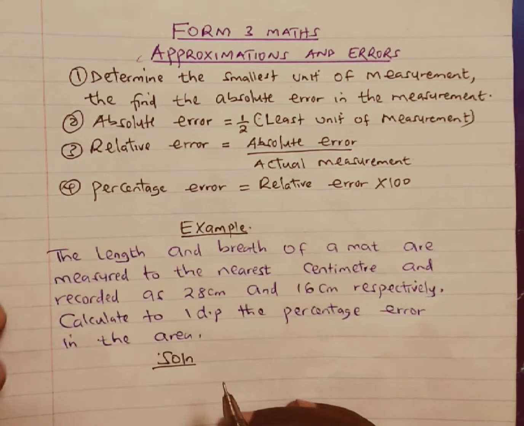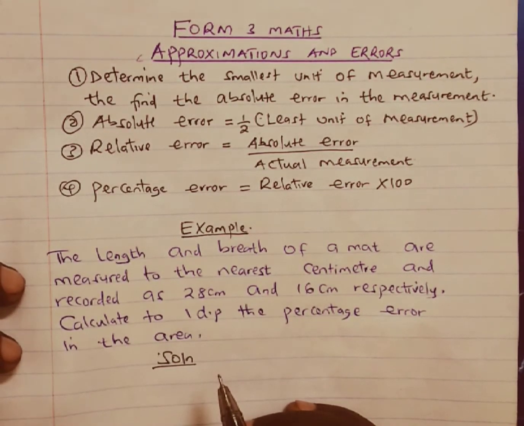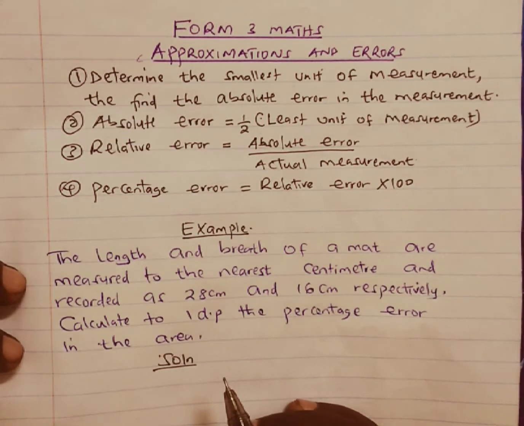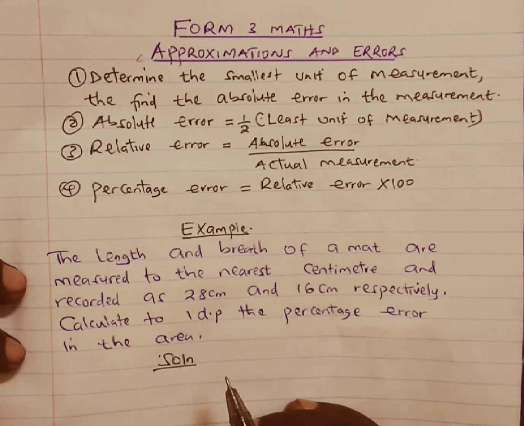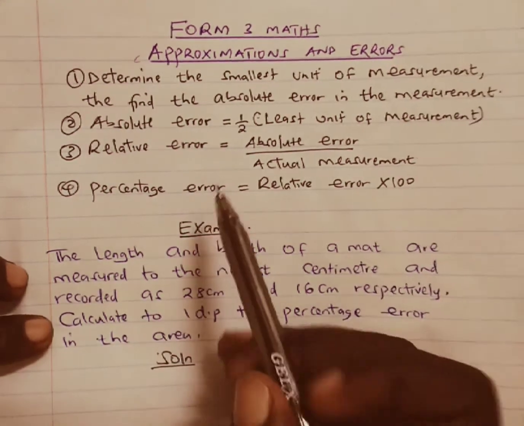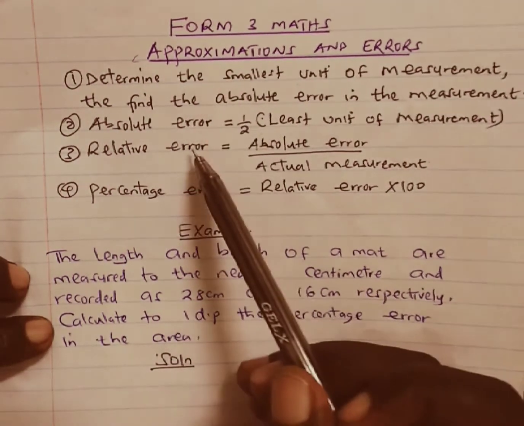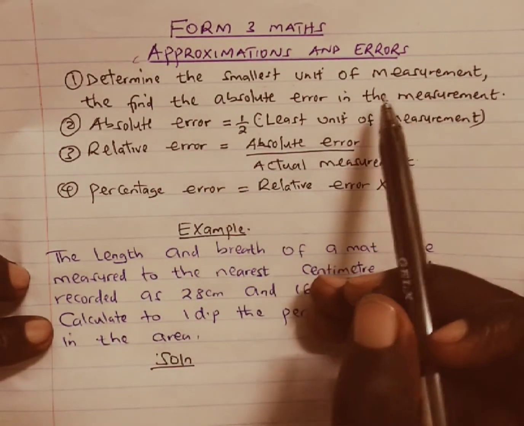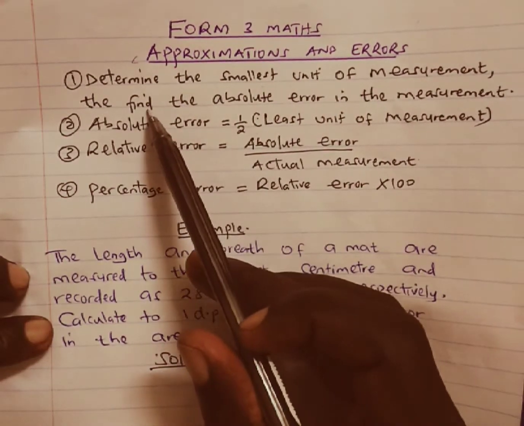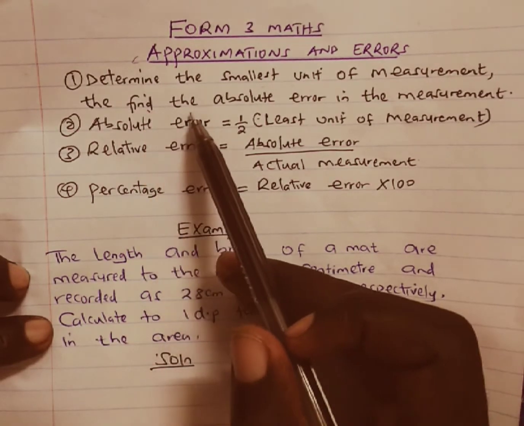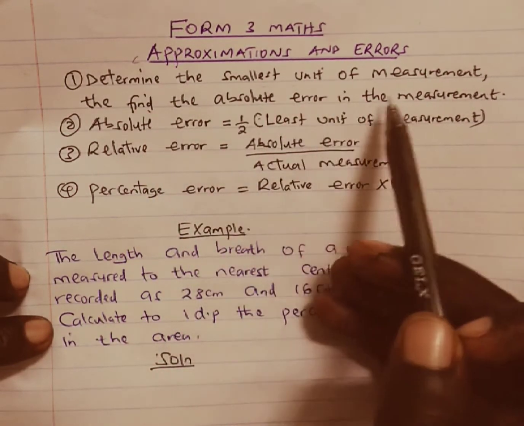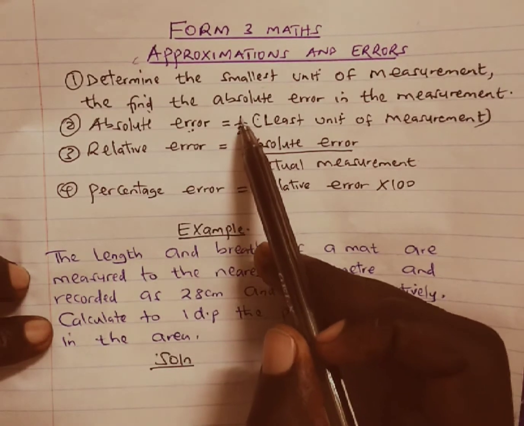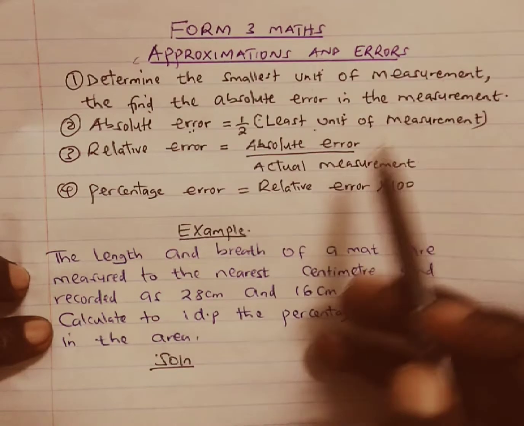Welcome to this lesson. Today we are going through Form 3 Mathematics under Errors and Approximations. In this topic, the first thing we are supposed to do is to determine the smallest unit of measurement. Then from that smallest unit of measurement, we calculate the absolute error in that particular measurement. And absolute error is usually given by half of the least unit of measurement.